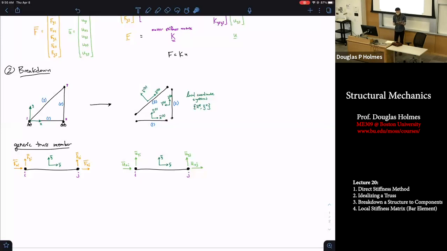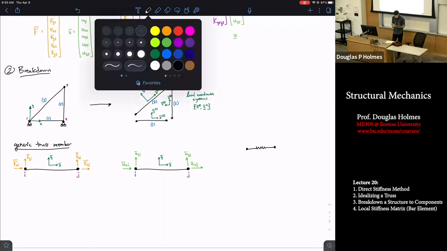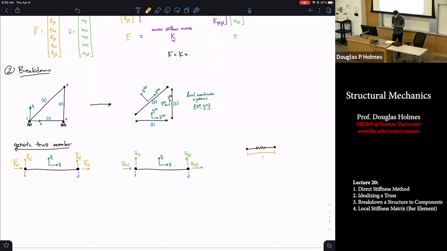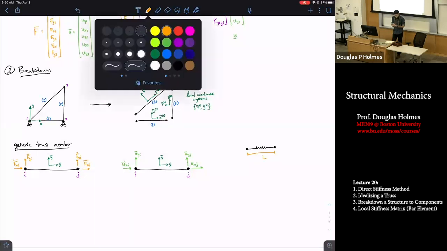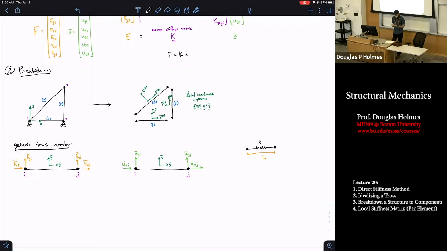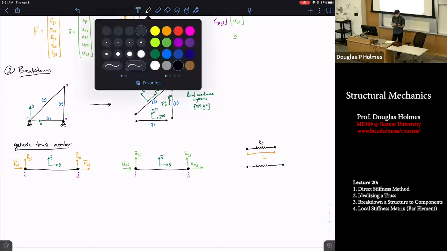Now it's helpful to take a second and remember that our element that we've chosen, the two-node bar, is physically a linear spring. Okay, what does that mean? It means we should really think of it as I have some spring of length L with some spring stiffness Ks, and then if I pull on this thing, I get a displacement.